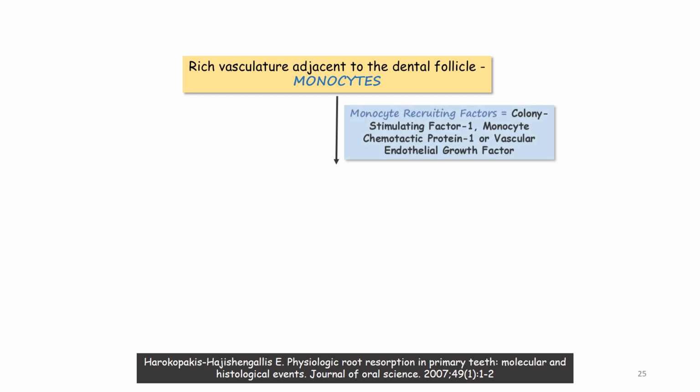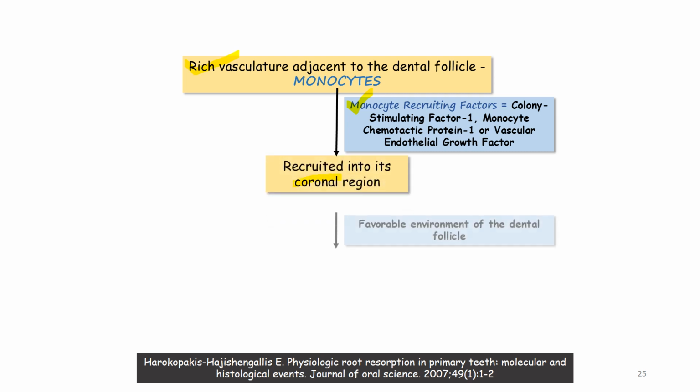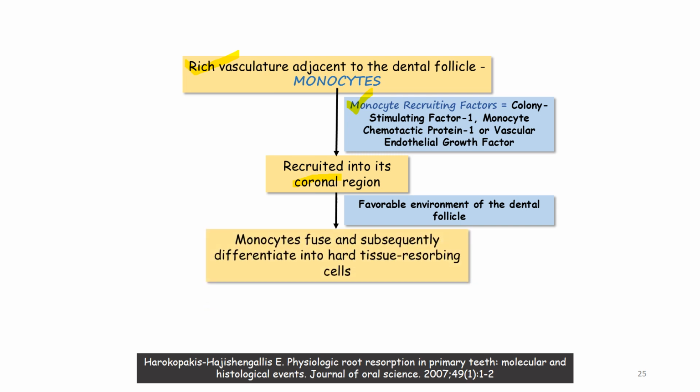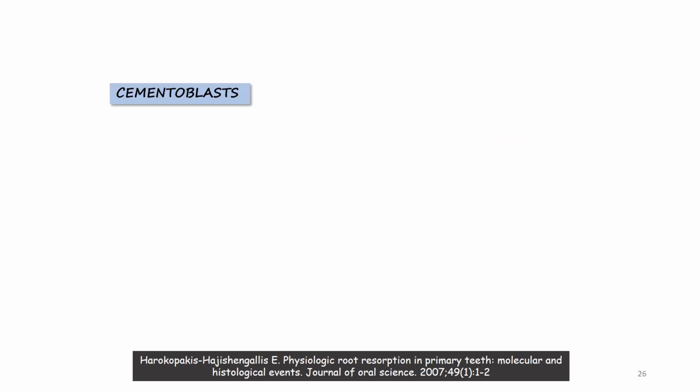Under the influence of these monocyte recruiting factors, monocytes arrange themselves adjacent to the rich vasculature, mostly in the coronal region. Once the environment is favorable in the dental follicle, monocytes fuse and subsequently differentiate into hard tissue resorbing cells, that is the osteoclasts or the odontoclasts, once they come in contact with the RANKL expressing cells. This is about the action of the dental follicle and stellate reticulum on the formation of odontoclasts.